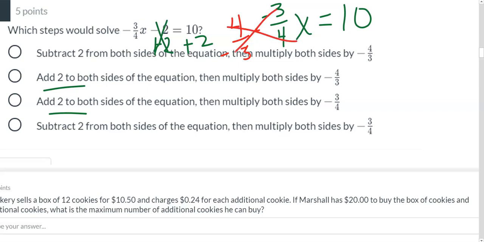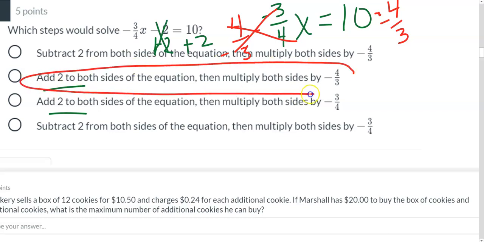So what I'm doing is essentially I'm multiplying both sides by negative 4/3. So that's what answer I'm going to look for. The one that tells me I'm adding 2 to both sides, that was the obvious step. But I'm dividing by negative 3/4, but I'm not multiplying by negative 3/4. I'm multiplying by the reciprocal. That's how we divide by a fraction.